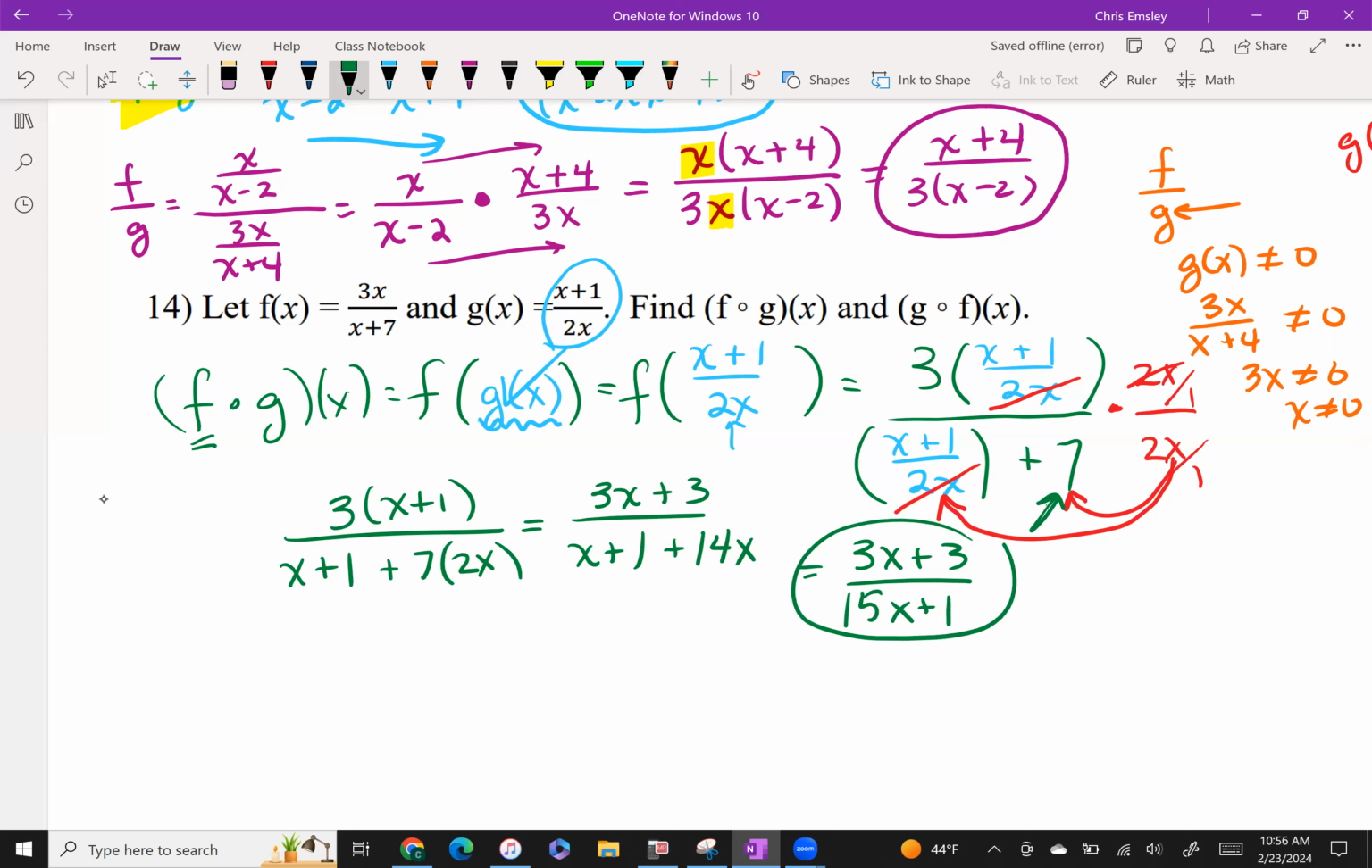It asks us to also find the composite in the opposite direction. So we flip everything around. Now we want to find g of f of x. So this time g is first, it goes on the outside. F is second, that goes on the inside.